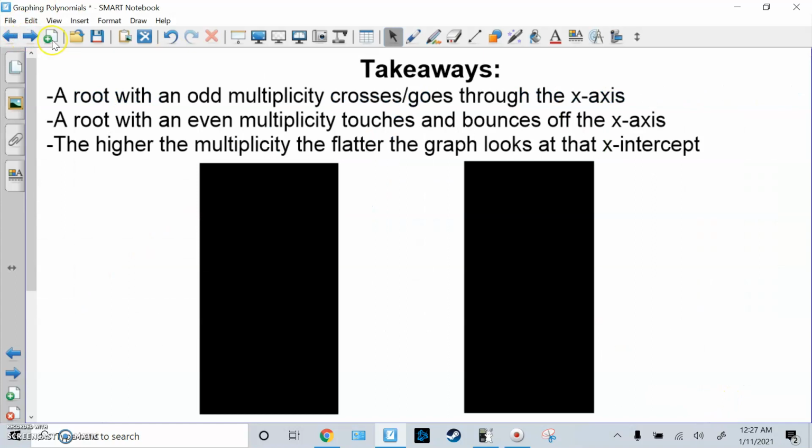All right, so some takeaways here. A root with an odd multiplicity crosses or goes through the x-axis. A root with an even multiplicity touches and bounces off the x-axis. And the last thing is the higher the multiplicity, the flatter the graph looks at the x-intercept.